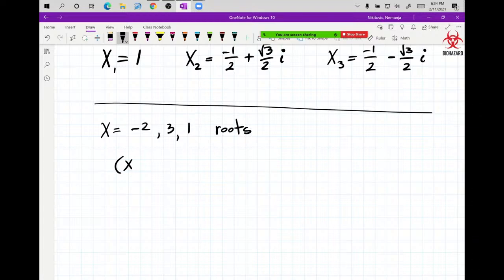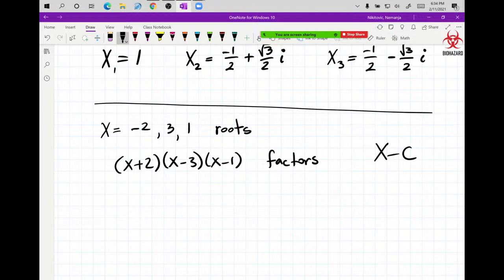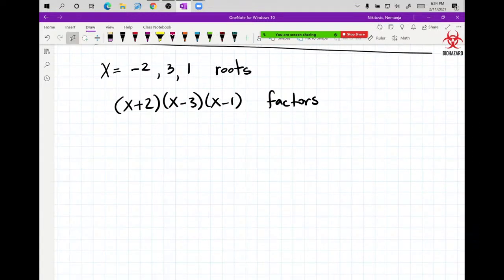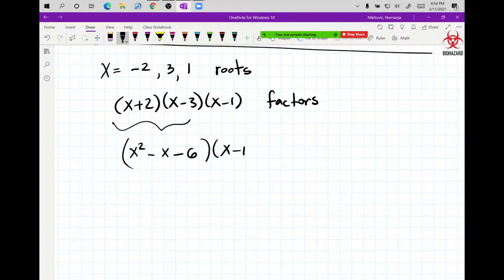So if these are roots, I can make x plus 2, x minus 3, and x minus 1 factors, right? They always have opposite signs because of that x minus c business. Now, if I FOIL all this, I will get a cubic polynomial. Let's FOIL the first two. That's going to be x squared minus x minus 6. And then we now need to multiply that by x minus 1.